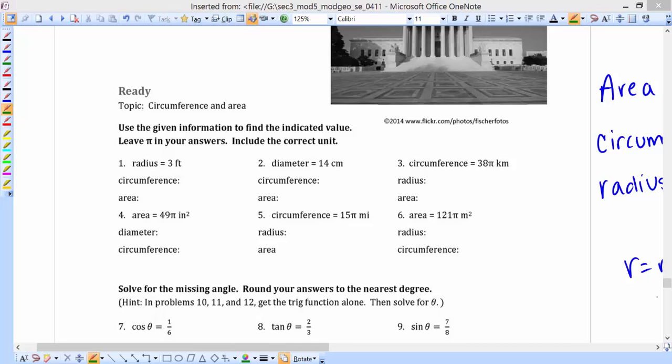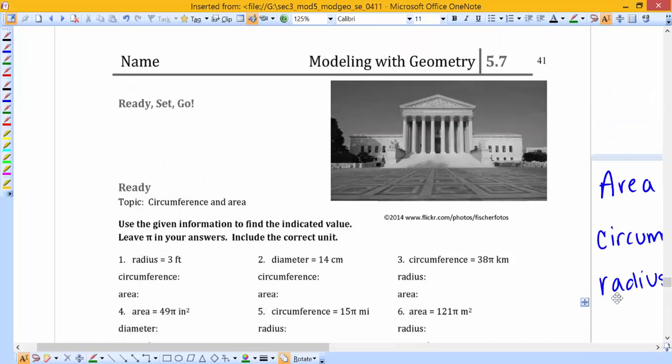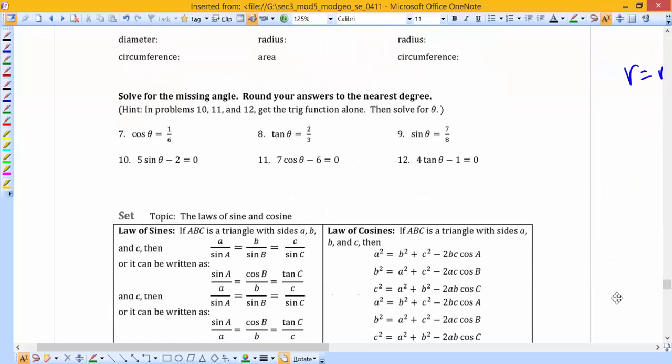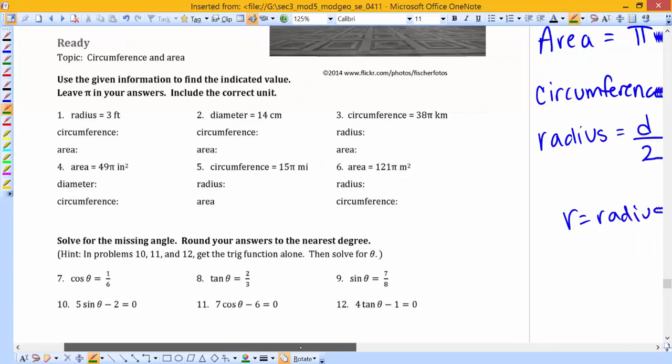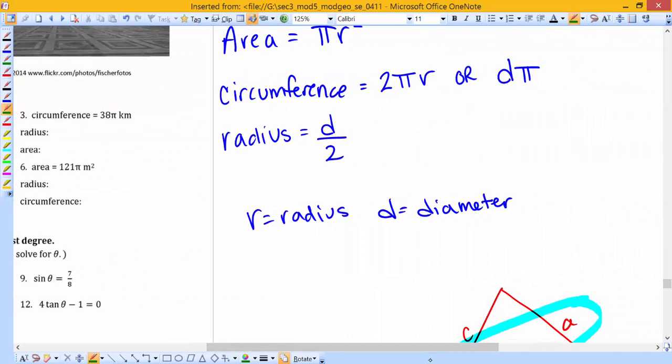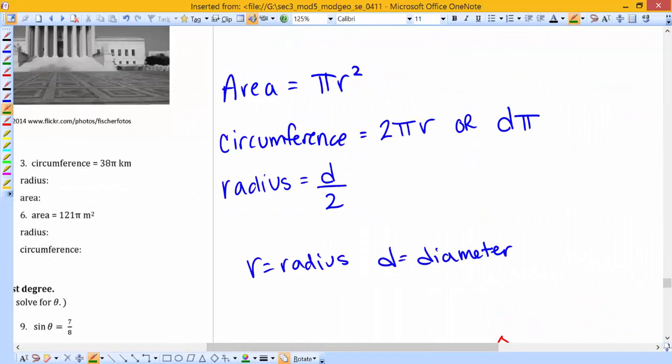All right, so the 5.7 RSG, not a bad homework. It should go pretty quick. The ready, super simple. Please don't overthink the ready. What I put off to the side is going to help you with the 1 through 6 problems.